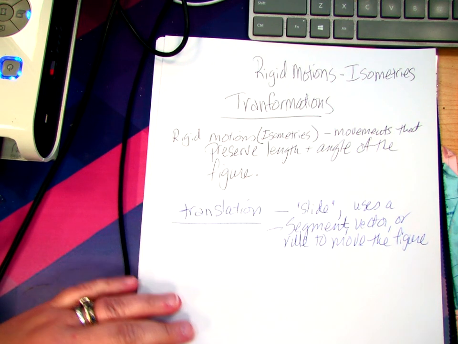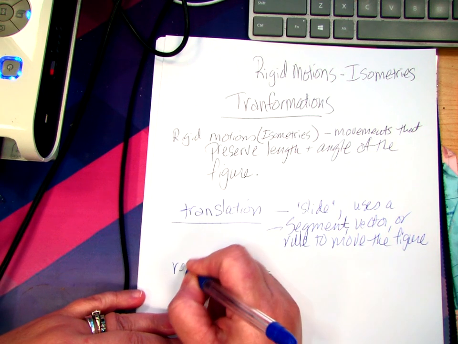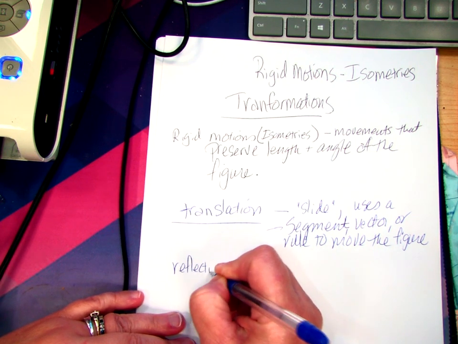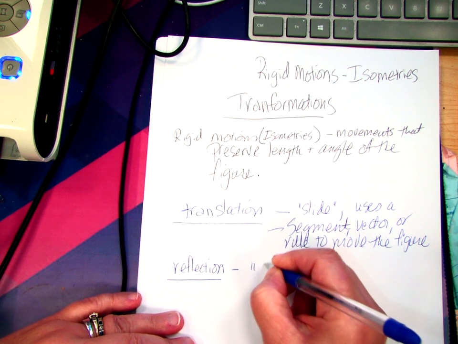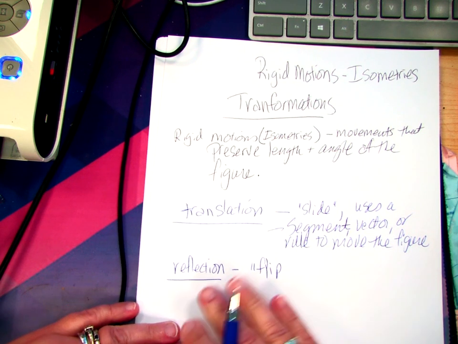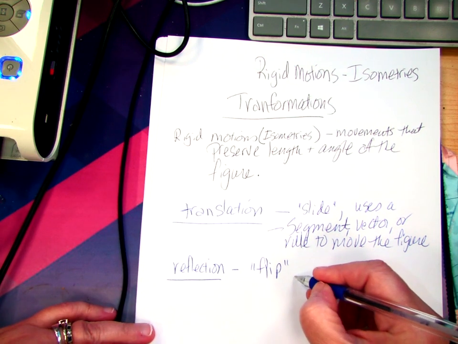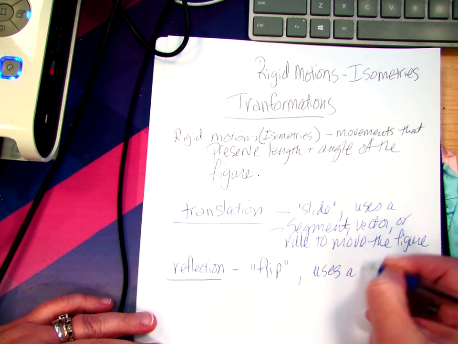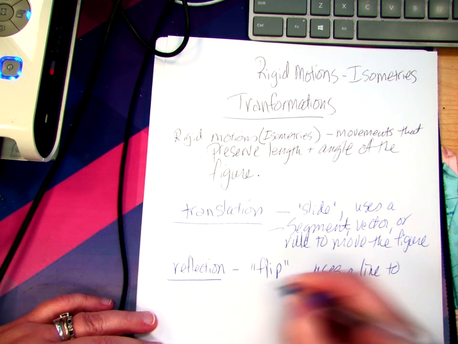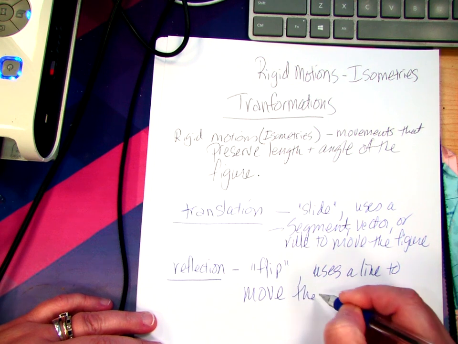Okay, now, the second one is a reflection. And a reflection, you might know it as a flip motion, okay, because you are flipping the figure over something. In this case, it uses a line to move the figure, because you are moving that figure over the line.